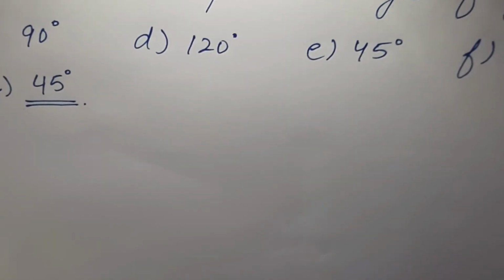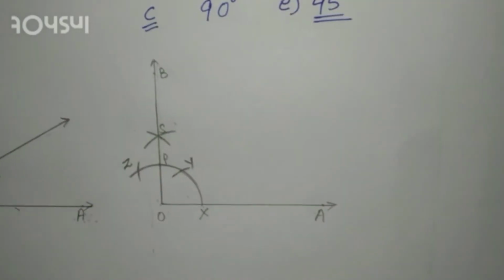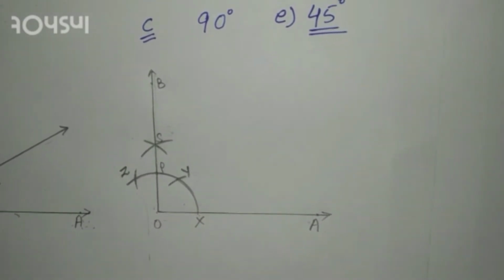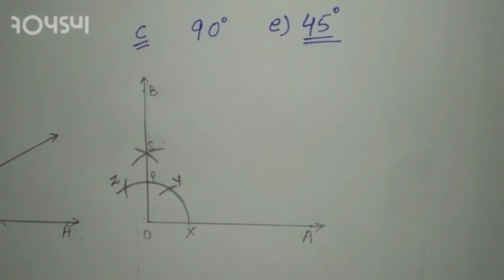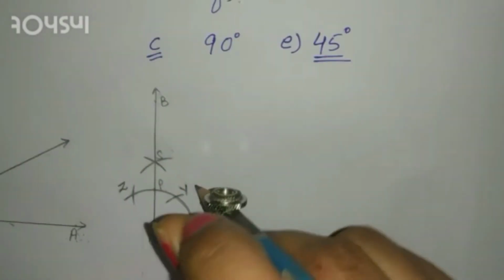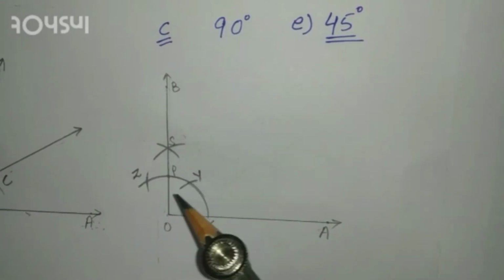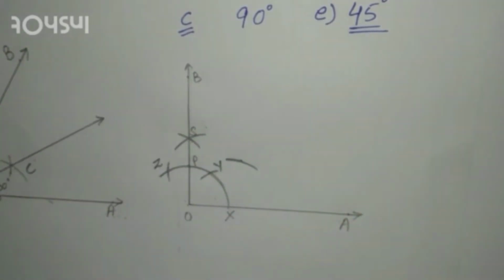How to draw an angle of 45 degree using compass? See what we do. Yes, we have already done 90 degree in C part. Now we will find the bisector of 90 degree to make 45 degree. For that, we open the compass more than half of the arc, and with X as center, draw an arc.